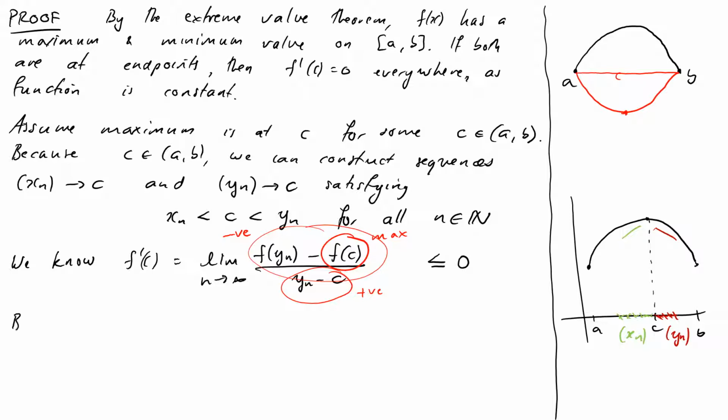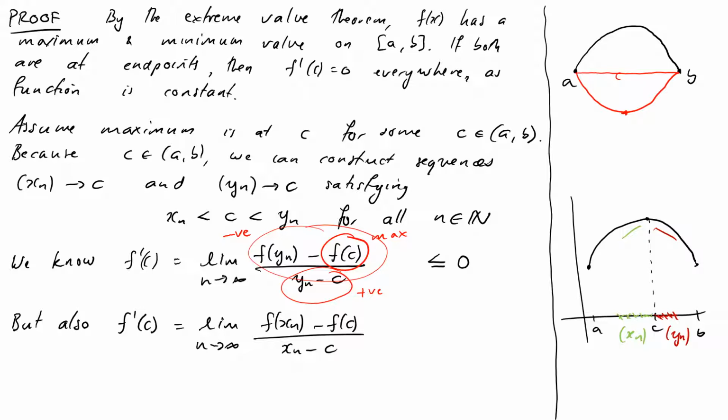But also, if we do the same thing again, but use our xn sequence instead, f prime of c equals the limit as n tends to infinity of f of xn minus f of c over xn minus c. Because this limit has to be true no matter what sequence we take that converges to c, just from our sequence definition of limits, it has to equal this limit as well.